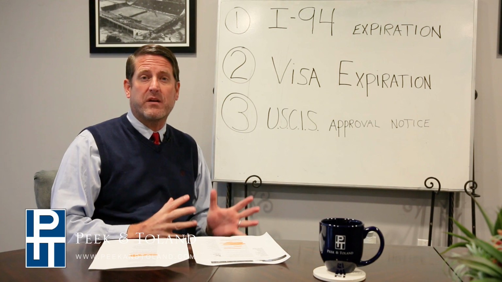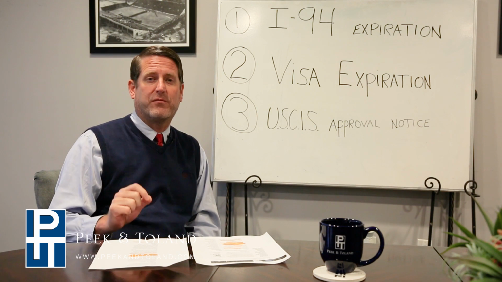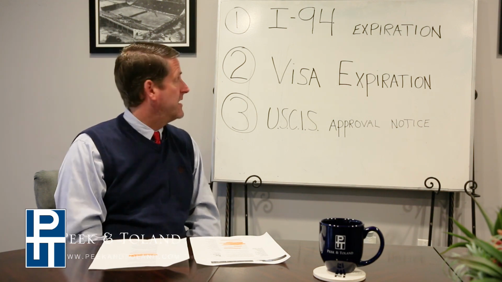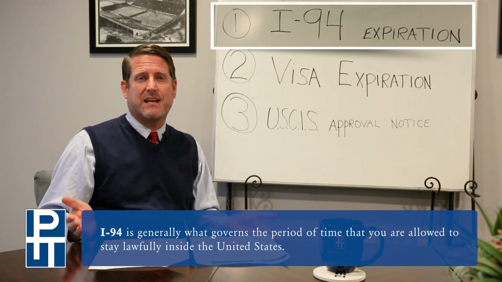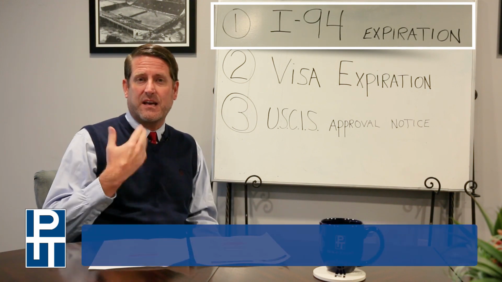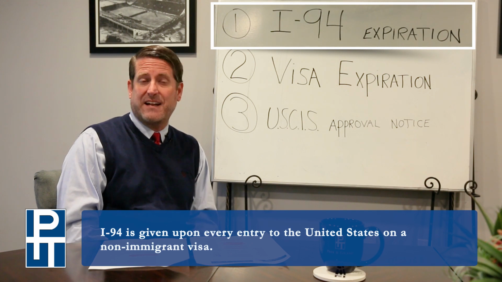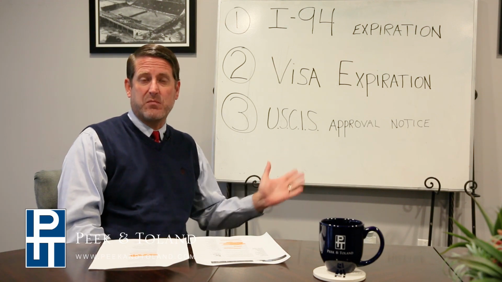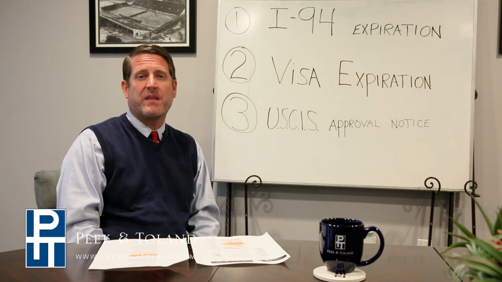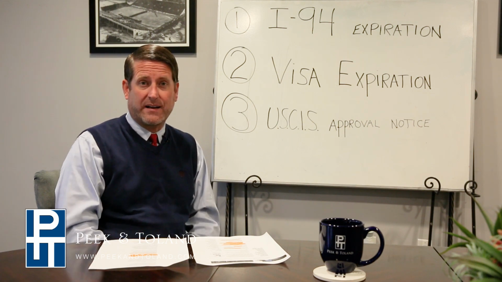And we're going to talk about which one of these controls at which moment, because it can be an important factor to avoid the accumulation of unlawful presence or unlawful status. So first off, your I-94, this is generally what governs the period of time which you're allowed to stay lawfully inside the United States. You're given this upon every entry into the United States on a non-immigrant visa. That date on that I-94 typically controls. Now, recently they moved to not issuing these little cards, and you have to go online with the passport information to find out what the date is, and you can print that out. But the I-94 usually controls. I say usually, and I'll explain why that can be different later on.